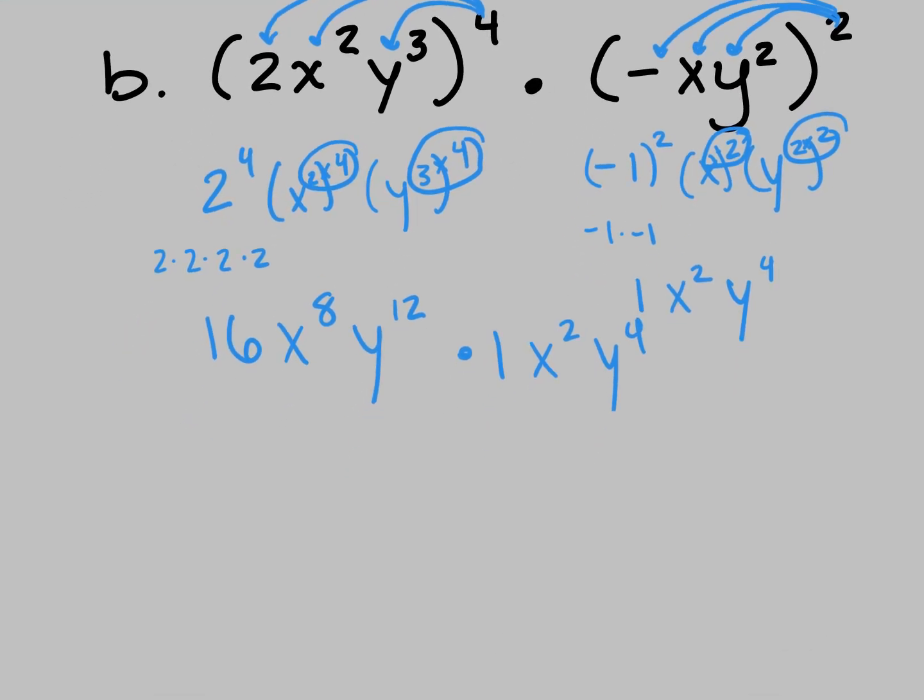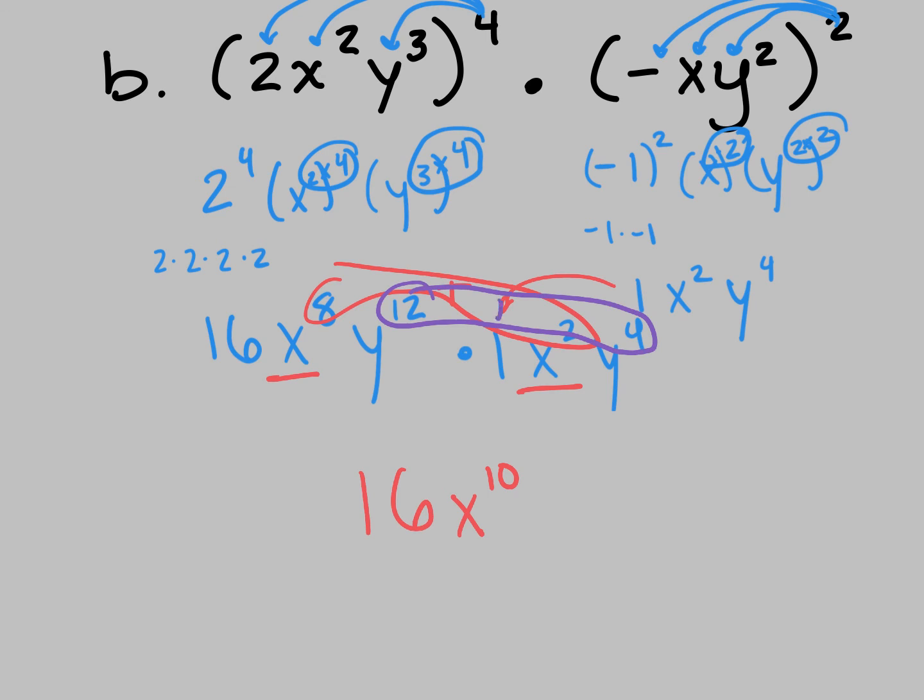So then here I want to combine my like terms. So 16 times 1 is just 16, which in this step we didn't even need to write the 1 there, because if you have the coefficient of 1, you don't need to put it. Then looking at my x's, I'm multiplying x to the 8th power times x to the 2nd power, so I would add my exponents together, so x to the 10th power, and then with the y's, I have y to the 12th power times y to the 4th power, so I add my exponents together, so that would be y to the 16th power.